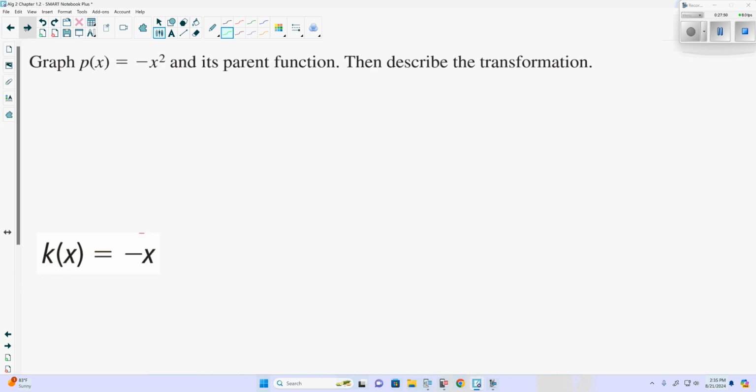So these next two might be pretty easy because they essentially are the same thing. The first one is the graph. Our graph is p of x equals negative x squared. Well, what's its parent function? Quadratic.